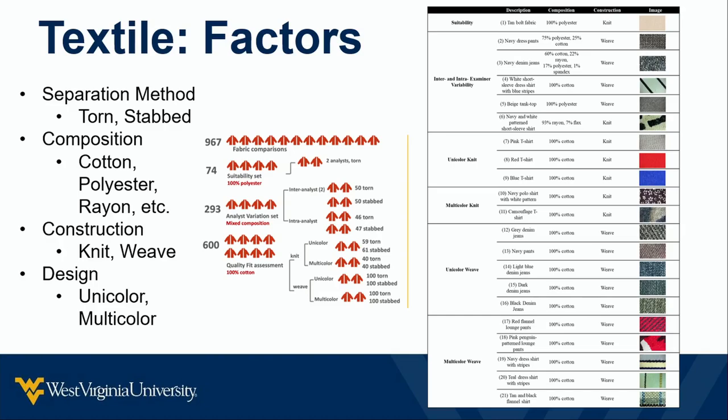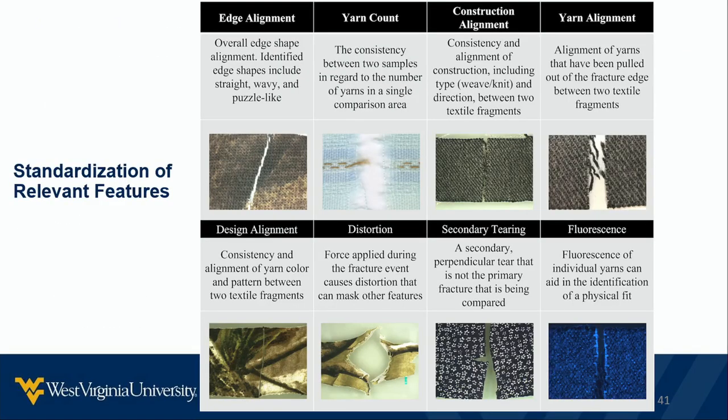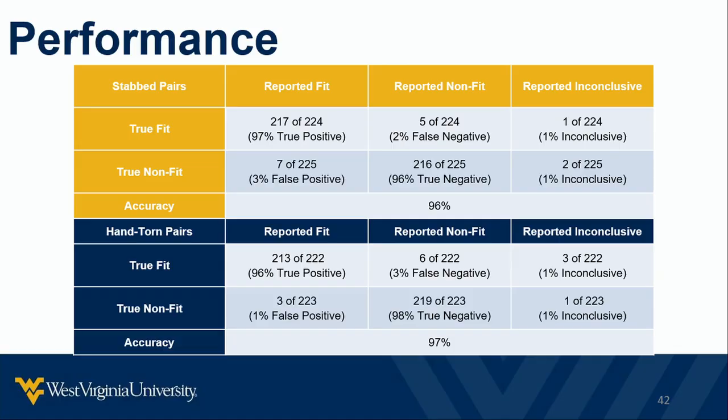a little bit different. So we evaluated 2 separation methods, torn and stab, different compositions of fabrics, different constructions, including knit and weave, and different designs, single color versus multicolors. For textiles, we defined which were the 8 features that provided the most individualizing characteristics and included that in the reporting template. And this table summarizes the performance rates for the stab pairs in yellow and the hand-torn pairs in blue. So as you can see, we also observed very high accuracy in these examinations.